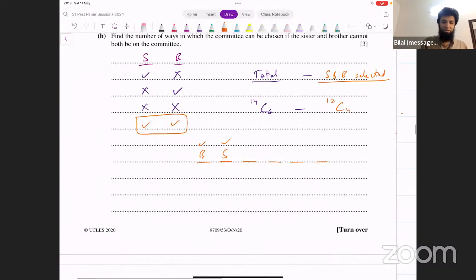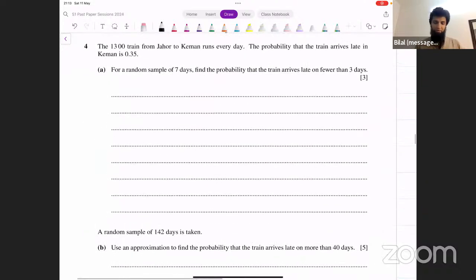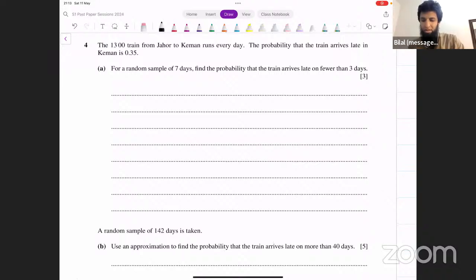Makes sense? So it's 14C6 minus 12C4, and that's giving me 2508. And that's our final answer here. 2508. Make sense? That's part B. Let's move on. That was the permutation combination question. Again, not that complicated.